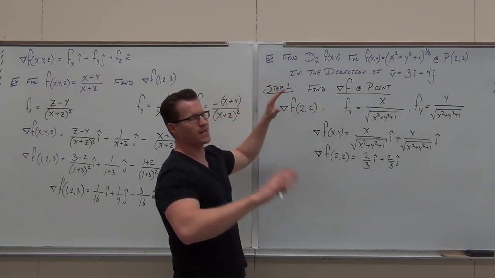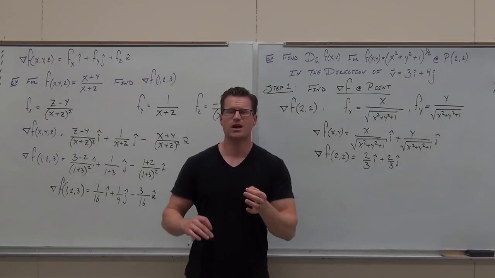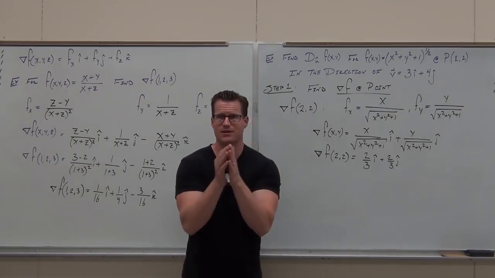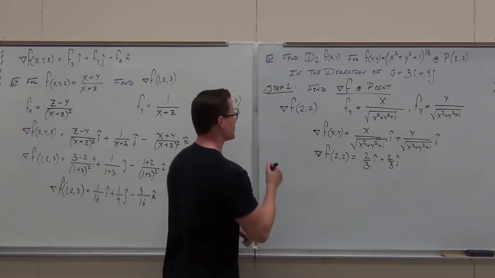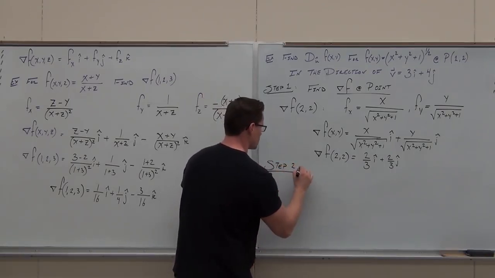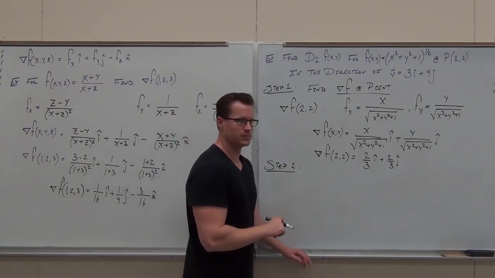Step 1, find the gradient, no problem. Plug in a point, no problem. You have it. Step number 2, you also need what type of vector to do this? Come on, what type of vector? Unit vector. Do I have a unit vector? Can you find a unit vector? Yeah. That's step 2. I'm going to give you about 10 seconds. Find me a unit vector. It's an easy one.